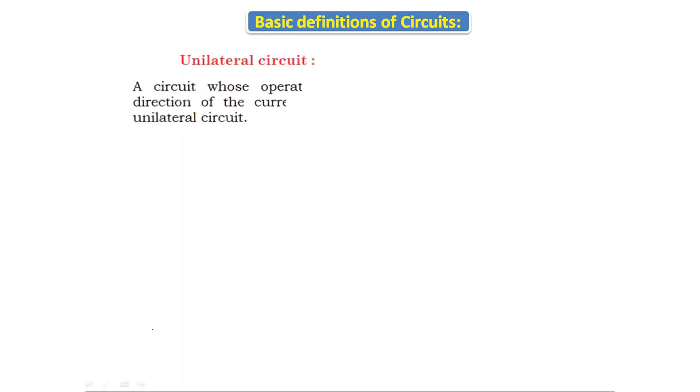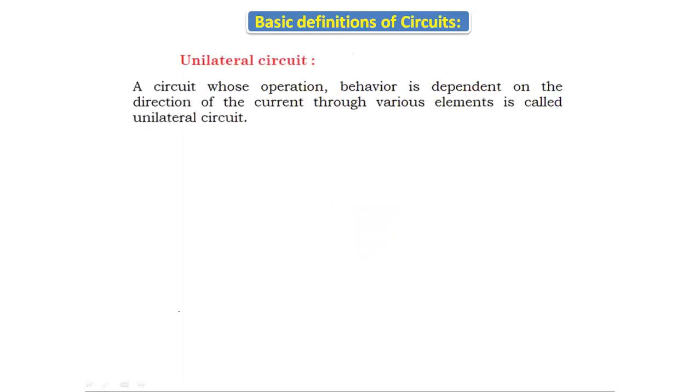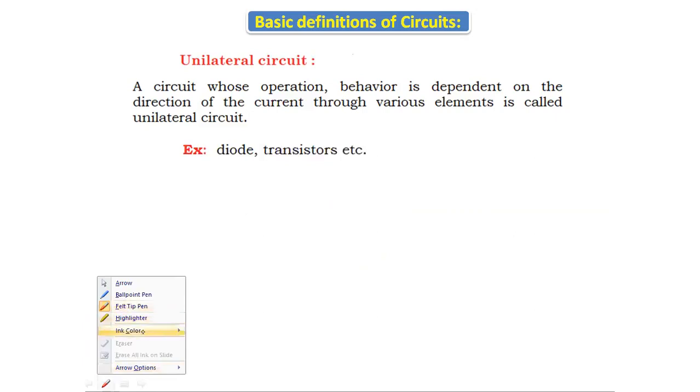Now let's see about the unilateral element. The definition of a unilateral element: a circuit whose operation or behavior is dependent on the direction of the current through various elements. In unilateral elements, if we interchange the terminals, the property will change. How it changes, we will see now. Examples of unilateral elements are diodes and transistors.